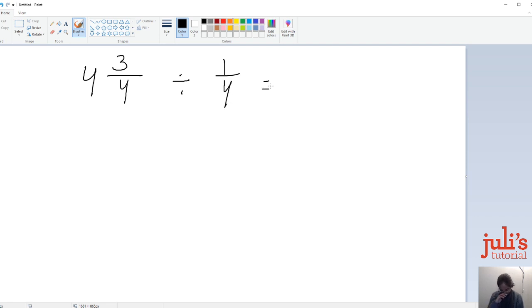Okay? In order to divide fractions, I gotta change this into an improper fraction first. How do I do that? I went over this with 4th and 5th graders the other day. Multiply the denominator with the whole number. 4 times 4, 16. Then I add it to the numerator. 16 plus 3, I get 19. And my denominator is 4. And then I'm dividing that by 1/4.